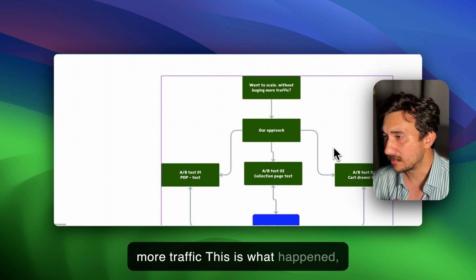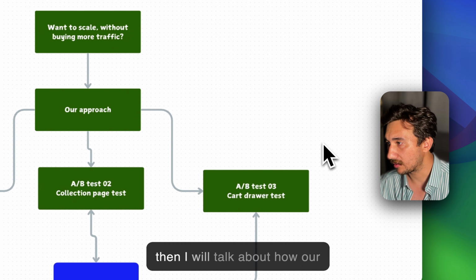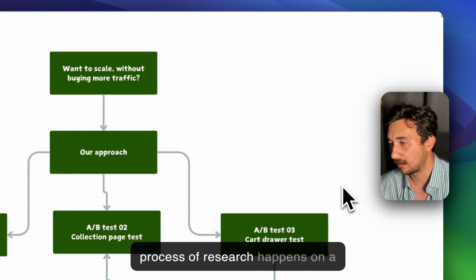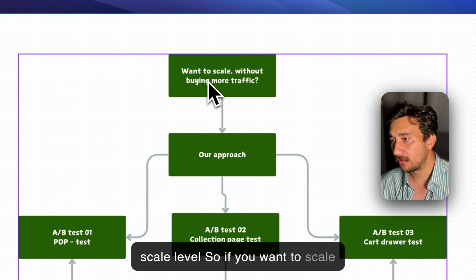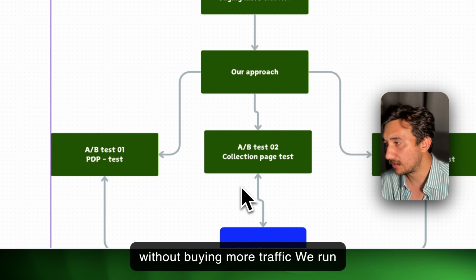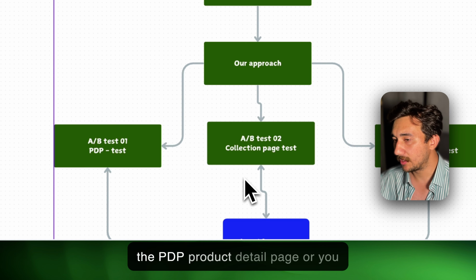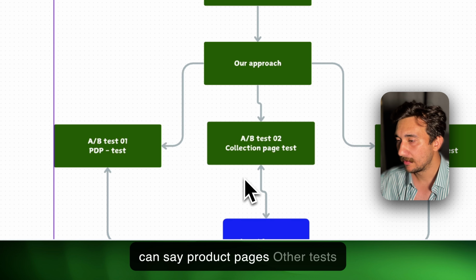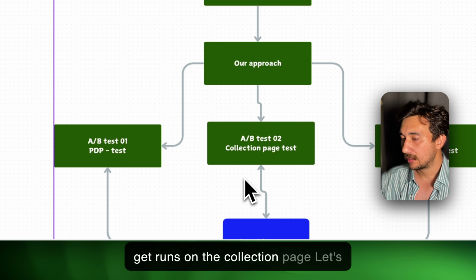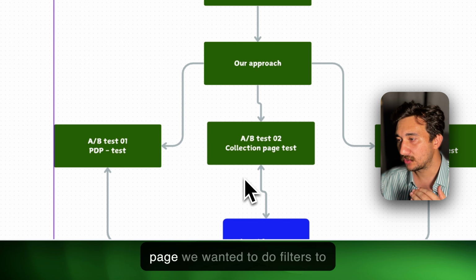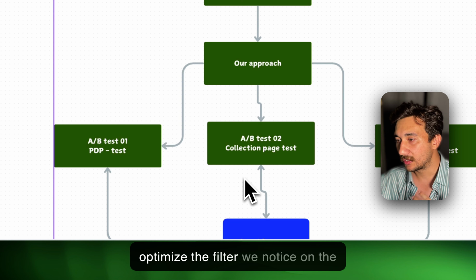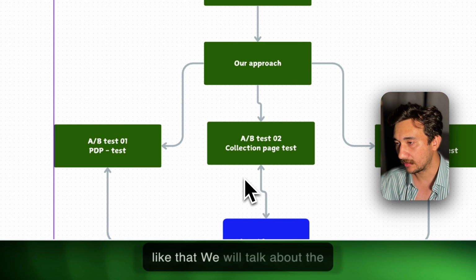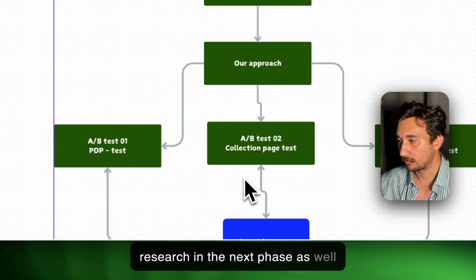So this is what happens. This is just a rough overview, and then I will talk about how our research process works at scale. If you want to scale without buying more traffic, we run a few tests. Some tests run on the PDP, the product detail page, or you can say product pages. Other tests run on the collection page. Let's suppose you have a collection page and we want to optimize the filters. We notice this in session recordings and everything like that. We will talk about the research in the next phase as well.